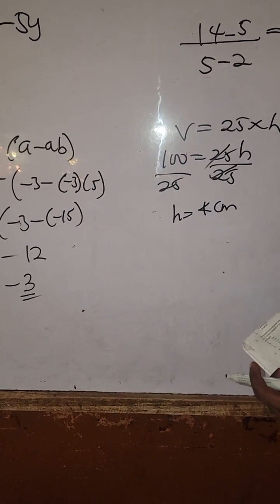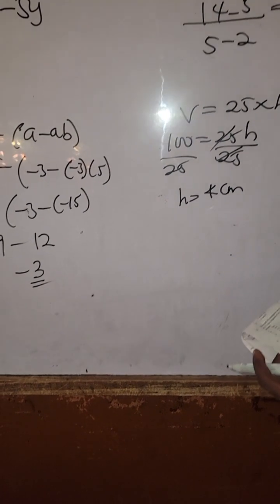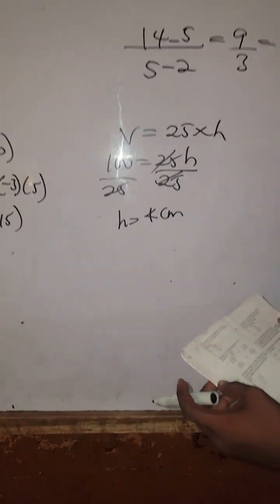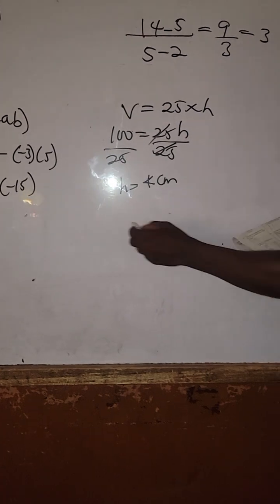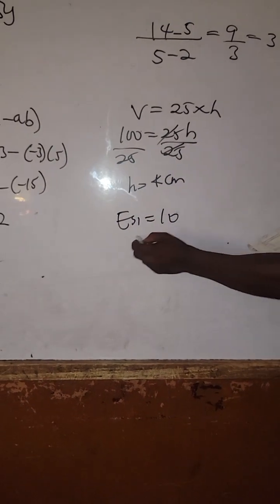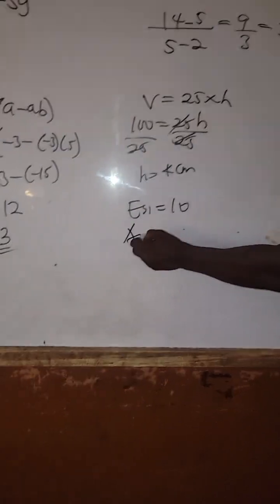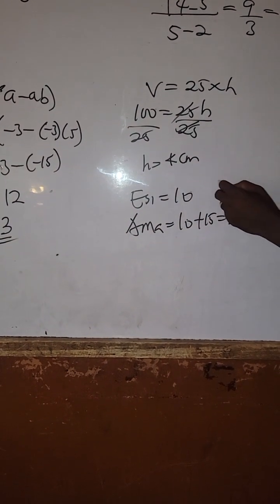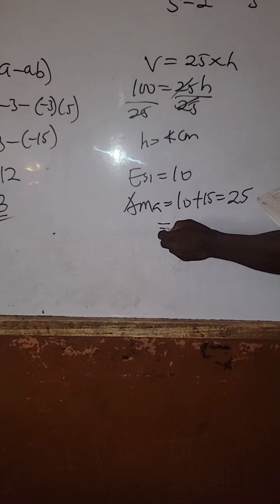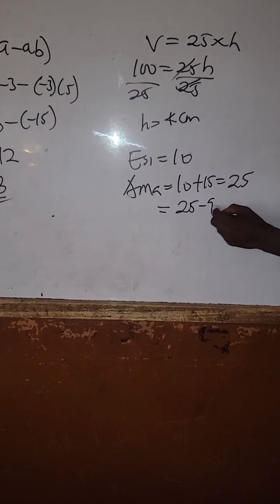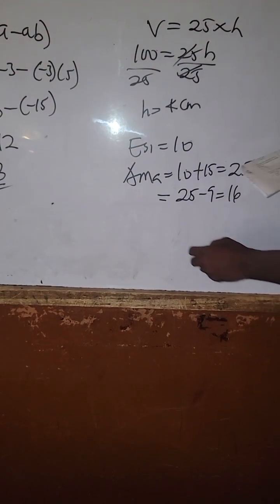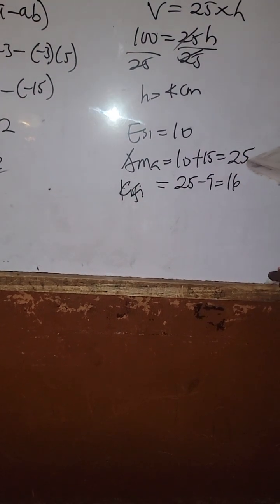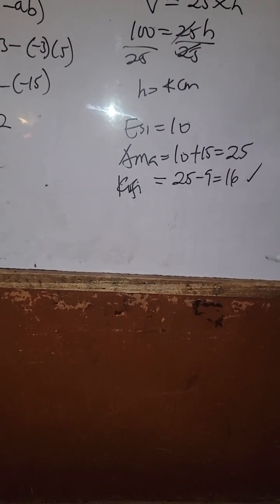D. Ama, Kofi and Kwesi shared some oranges. Kwesi received 10 of them, Ama received 15 more than Kwesi. How many did Kofi receive? So Kwesi got 10. Then Ama received 15 more than Kwesi, that's plus 15, 25. Kofi received 9 less than Ama, 25 minus 9, that's 16. That's for Kofi. Kofi received 16, that's option C.